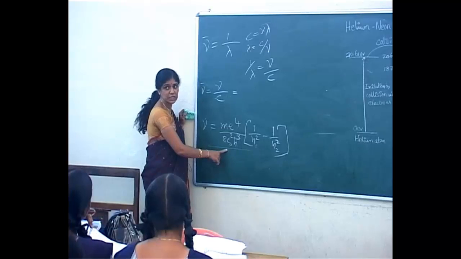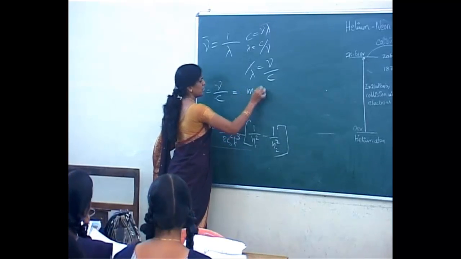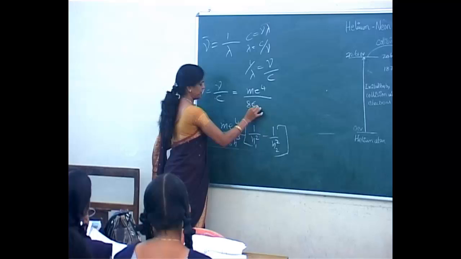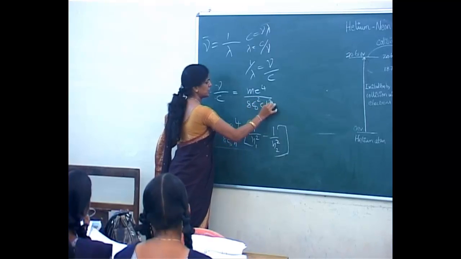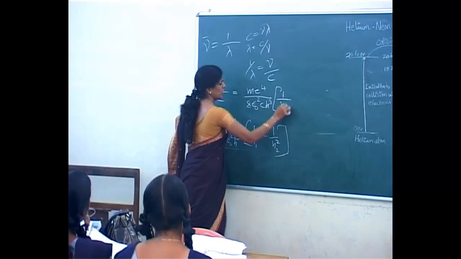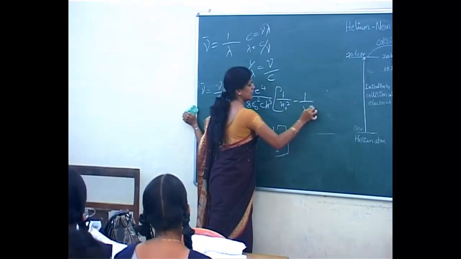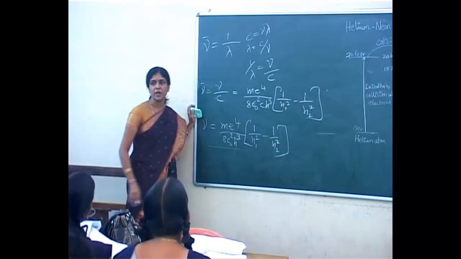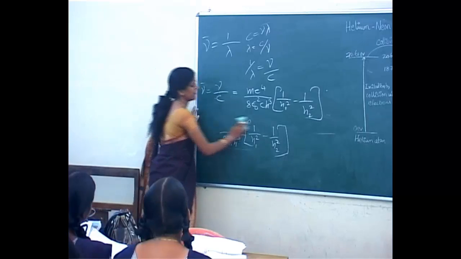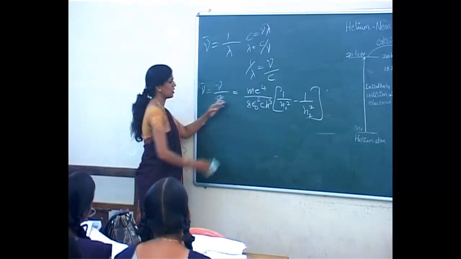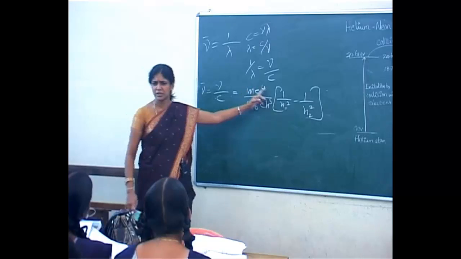Denominator c will come. It will be equal to m e power 4 by 8 epsilon naught square c h cube into 1 by n1 square minus 1 by n2 square. This will be your wave number formula. But if you see the final formula, these common values we have taken outside, all these are constant values, isn't it?